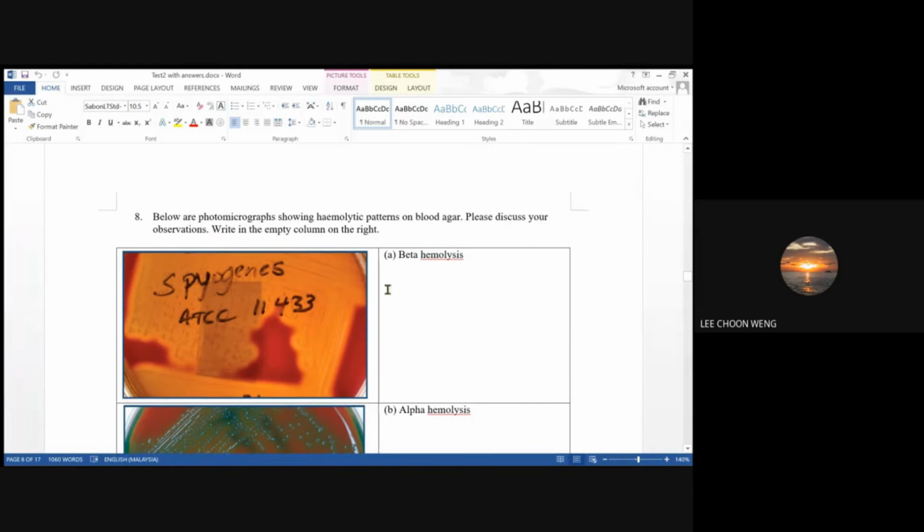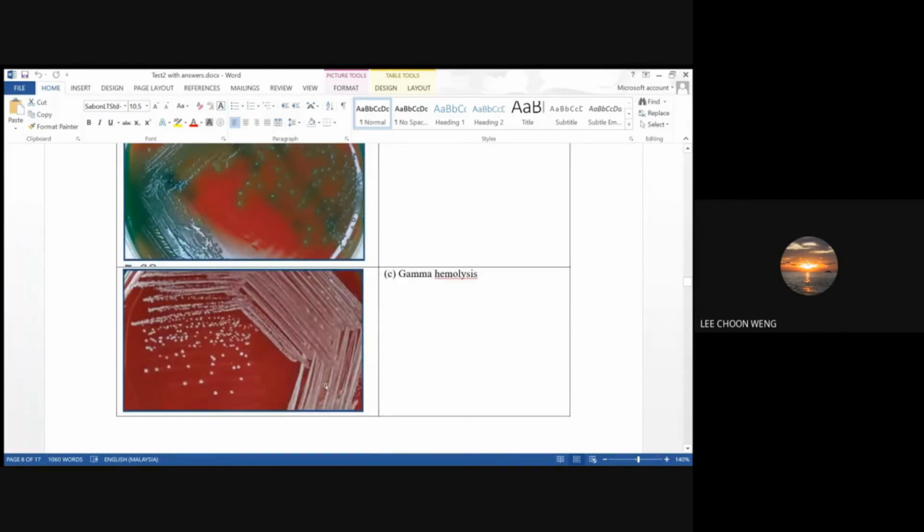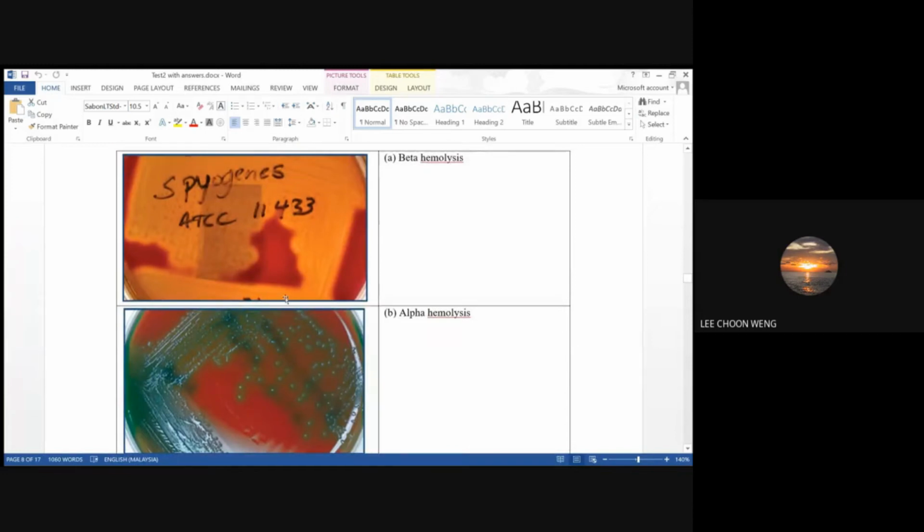Here we are looking at hemolytic patterns on blood agar. Okay, so this one, some students got it wrong. So this is blood agar. So these are the colonies. You can see here there's clearing. This is the Streptococcus pyogenes. You can see clearing. So the clearing is very distinct. So this is typical of beta hemolysis.